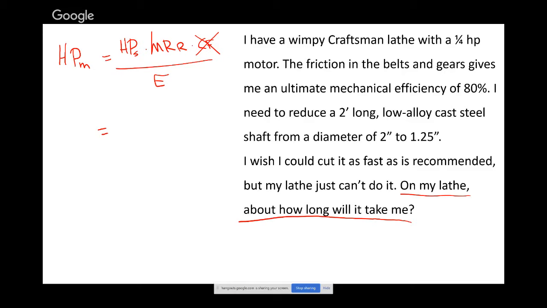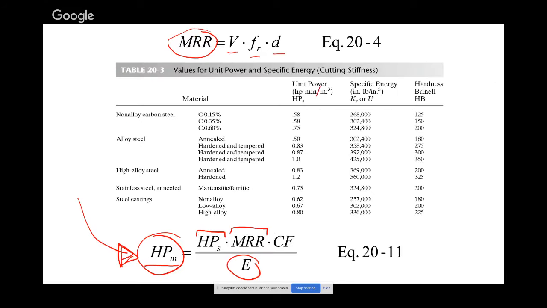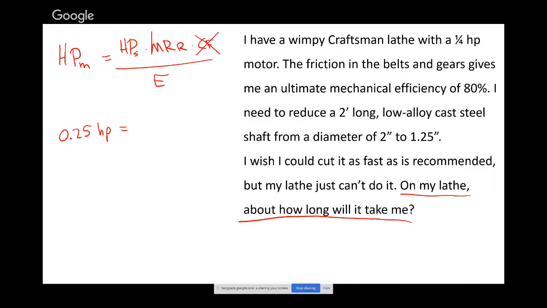The horsepower of the motor we do know, that's 0.25. I'm going to be careful with my units here, HP. Looking back here, what did I say? Low alloy cast steel. This is going to be 0.67. And look at these units, horsepower minutes. Now your book's got a mistake here. It's not horsepower minute inch cubed, it's horsepower minute per inch cubed. And that's what that slash in red there indicates, 0.67.